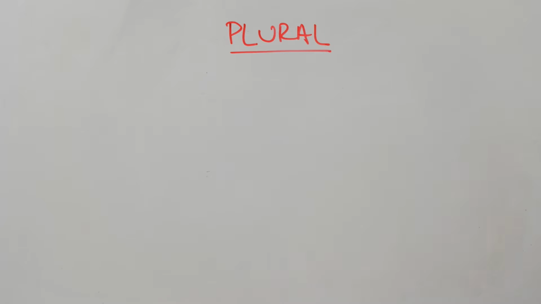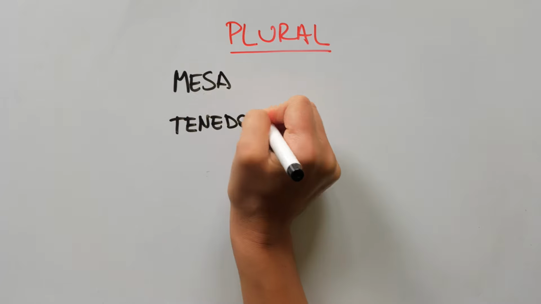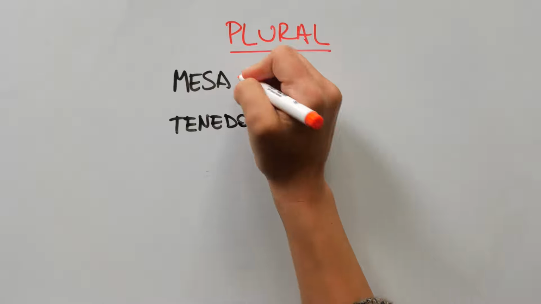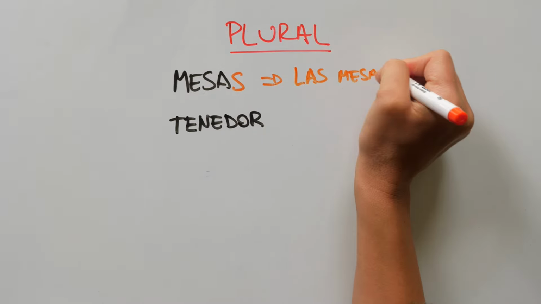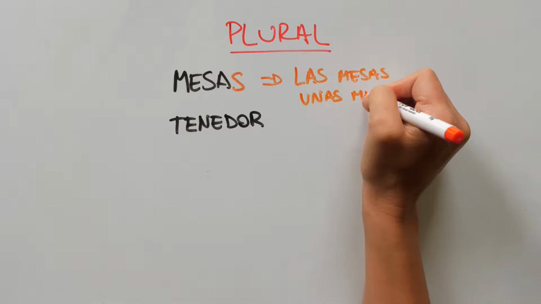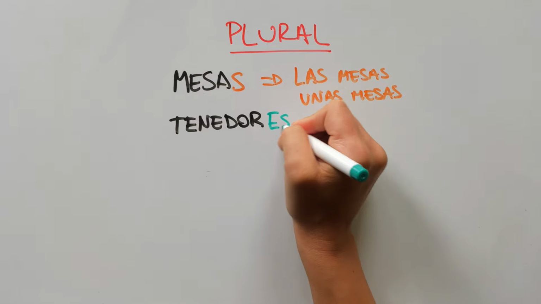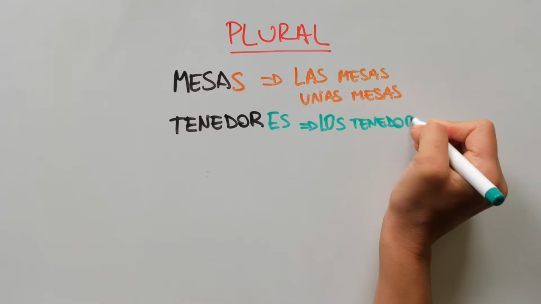Let's try to turn those palabras into plural. So we have mesa and tenedor. For mesa, we just add the S, and we're going to say las mesas or unas mesas. And tenedor, we're going to say tenedores, adding es. So it's going to be los tenedores o unos tenedores.